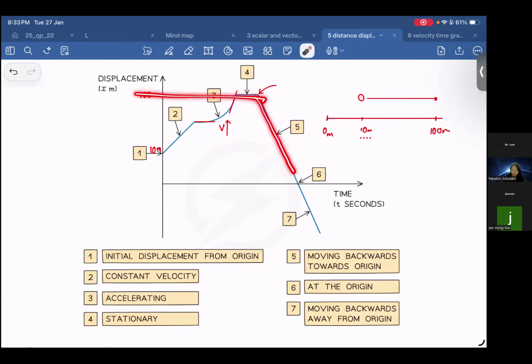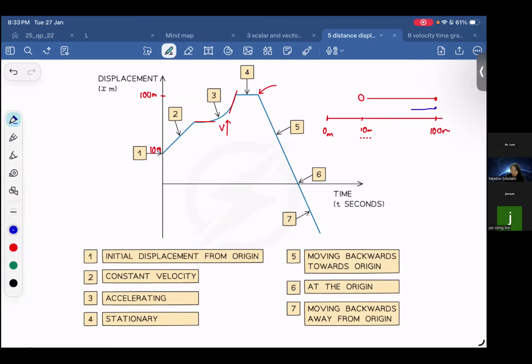Going back. So your 100 meters will decrease, decrease, decrease. So what does it mean? Here, it will start from section 5. It will be moving backwards. So this one is section number 5. Okay, section number 5 is moving backwards. Here is section 1. Then this one is 2, 3.